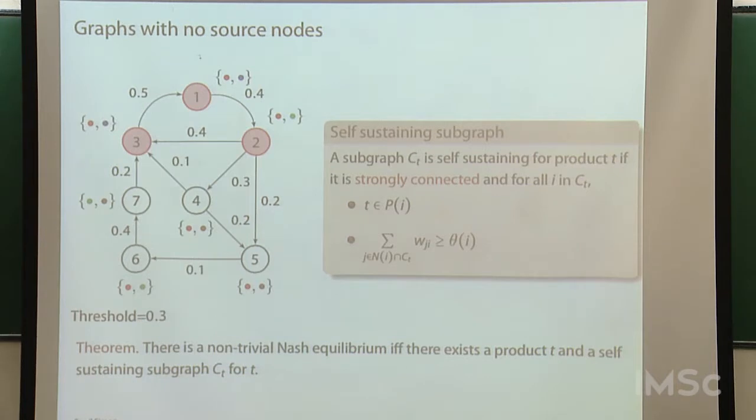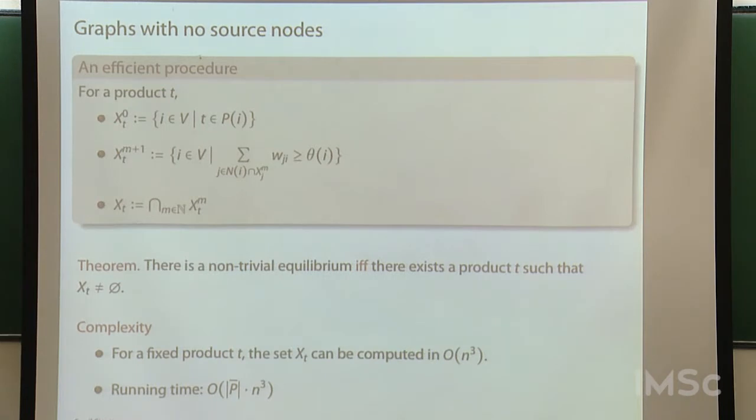Now this does let you compute the non-trivial Nash equilibrium, except that it's not very efficient, especially if your graph structure is something like a clique. So the question is, is there a more efficient way of computing this non-trivial Nash equilibrium? The answer is yes, and it's a simple fixed point computation. You fix a product, let's say T. You start with the set of all nodes which can possibly adopt the product T, the set of all nodes where T is in the product set of that node. So this is like this big set. Now you assign all these nodes the product T.